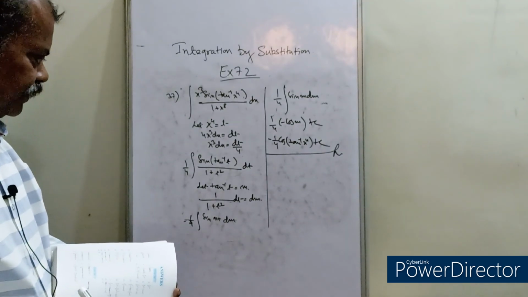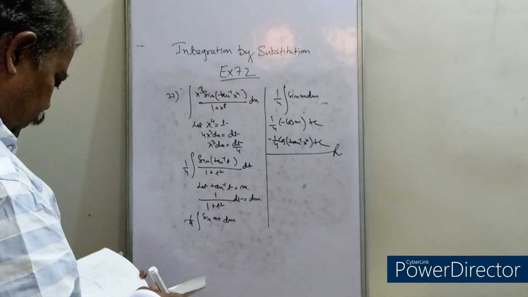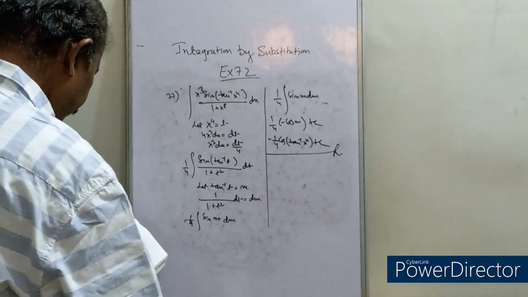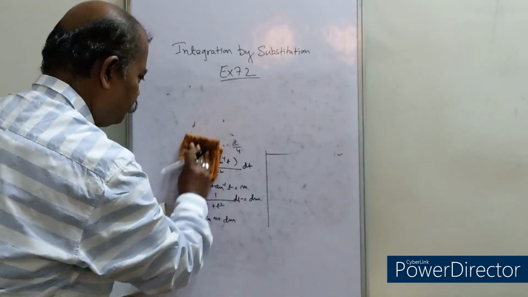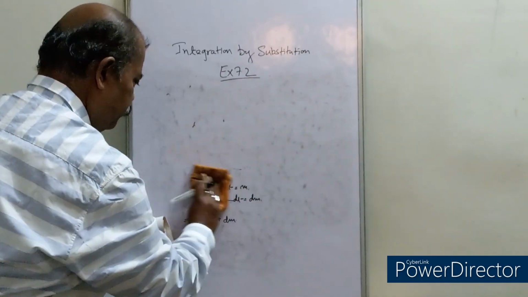Minus 1 by 4, it is correct. So this is 37. Next question is 38. Now I am going to 38, question number 38.